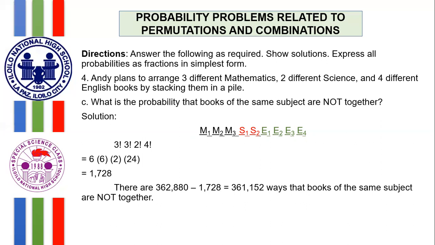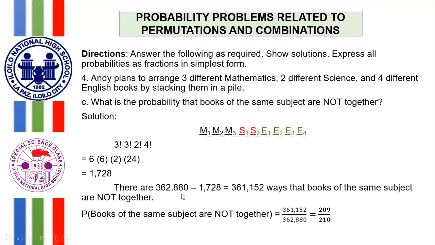For this case, even though all the books are together, for example, we have E1, E2, E3, E4, if there is at least one that's between any 2 English books, then if there is any other subject between the 2 English books, that is already an arrangement that satisfies the given. So from here, the total is 362,880. So the favorable is 361,152 all over the total, which is 362,880. And if you simplify this, that would be 209 over 210.